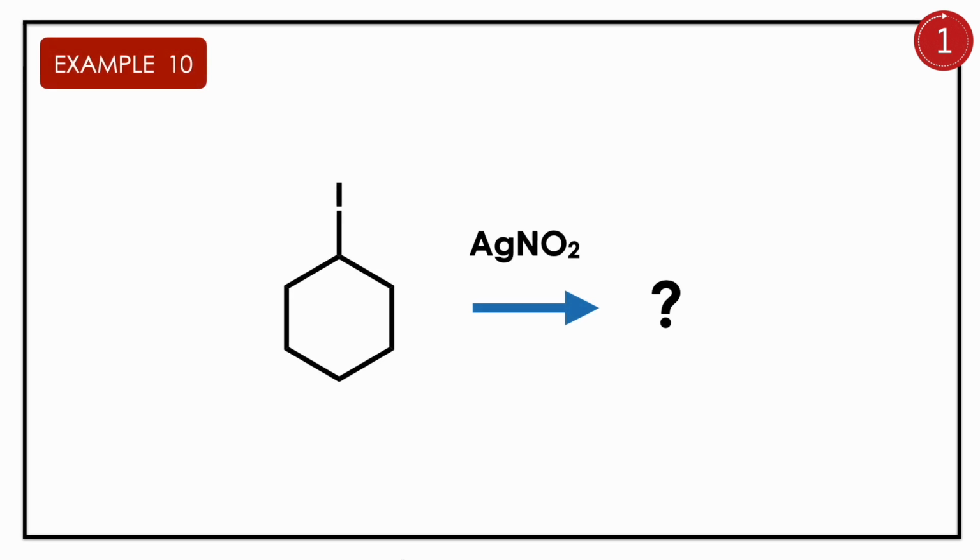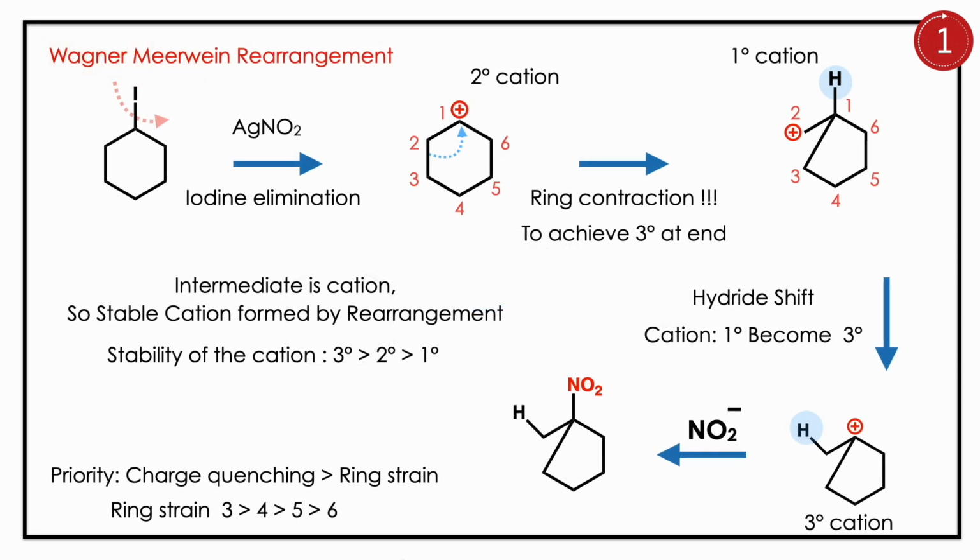Then the next example, you have cyclohexane with iodide. You are using silver nitrate. You should find what will be the final product. Here if you look at it, iodine is the good leaving group. You are using the silver nitrate which in effect removes the iodine. So iodine elimination occurs, you have the cation formation.